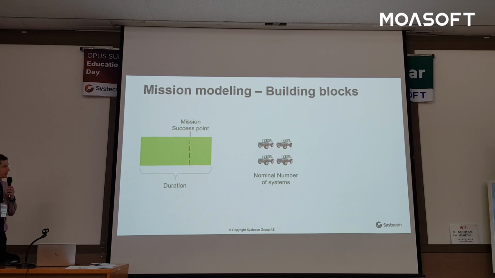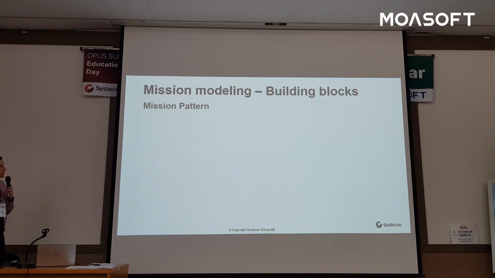We can also define the number of nominal systems. That means how many systems are included when we start this mission. And if it's 4, maybe. And then also we can give the minimum number of systems that we need to perform this mission, and it might not have to be 4. It might be okay that we continue to do it with 3 or even 2 systems, and we still think that we can succeed with the mission.